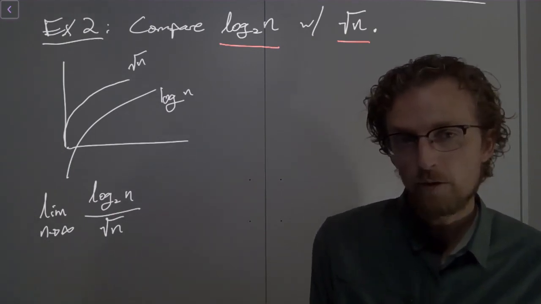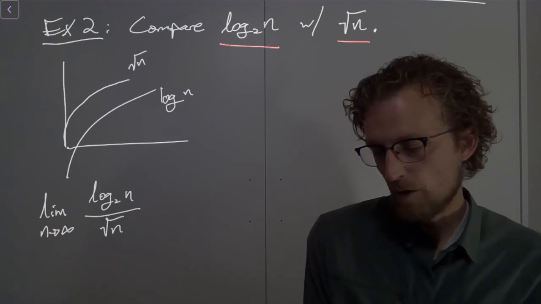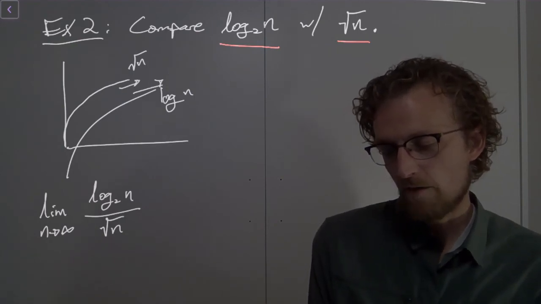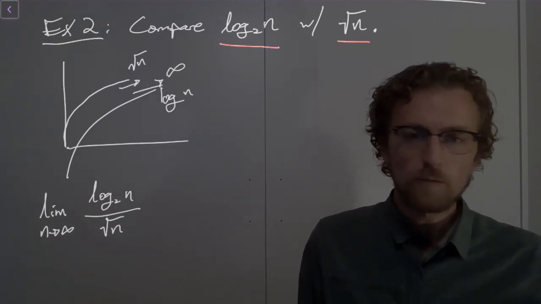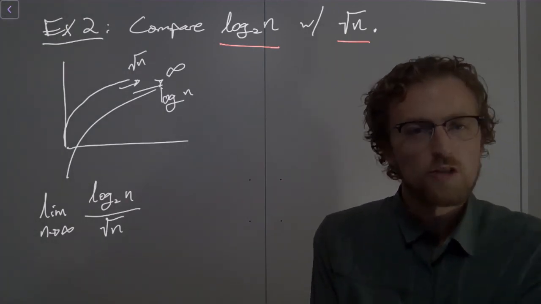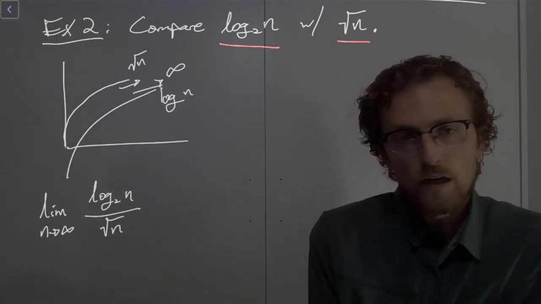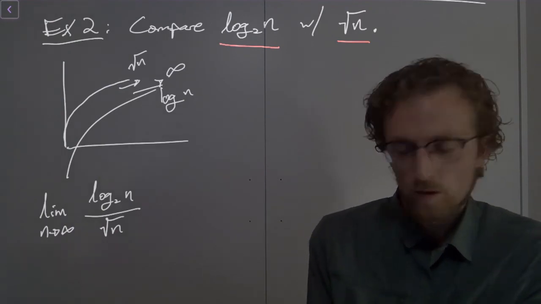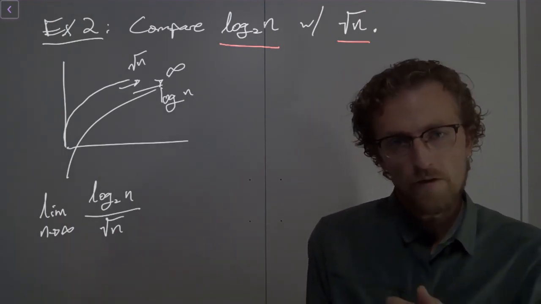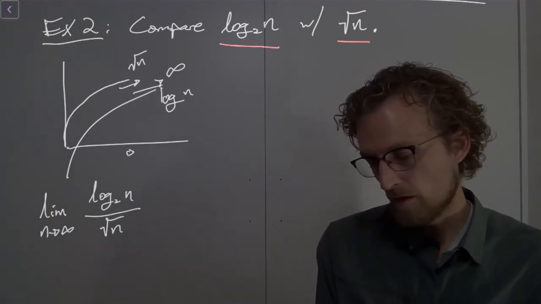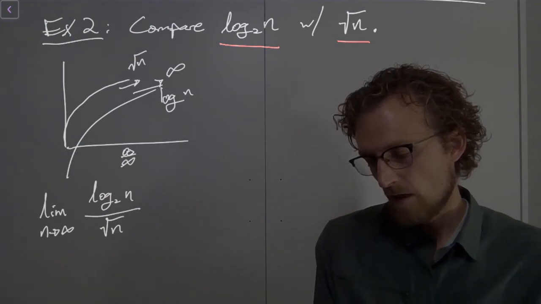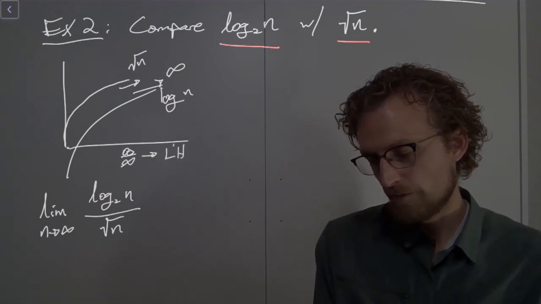Why is it a candidate for L'Hopital's rule? Well, because both of these go up to infinity as they get very large, right? Eventually, these are both unbounded. They don't just level off. They don't get to infinity very fast, but they do both go to infinity. So because we have an infinity over infinity situation, this means L'Hopital's rule.